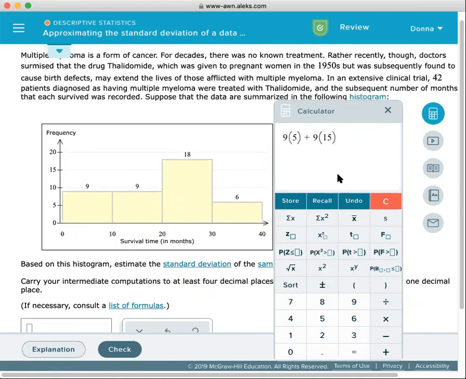Plus the next frequency of 18 times 25, plus 6 times 35. And then we're going to double click and divide by, and here it says there's 42 patients. And if we add up those frequencies, 9 plus 9 is 18, 18 and 18 is 36, and 36 and 6 is 42. So we get that 42. So that's going to help us find the mean.